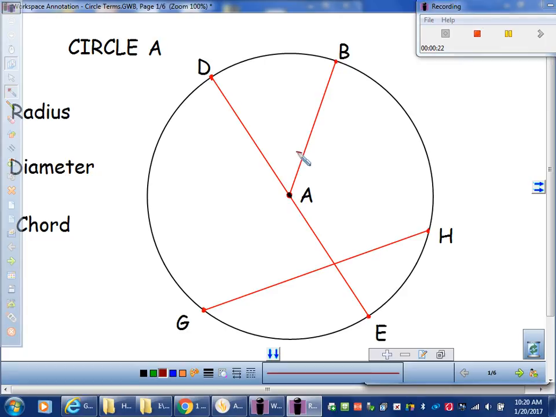For this example, segment AB here is a radius. From the center to a point on the side of the circle is a radius.